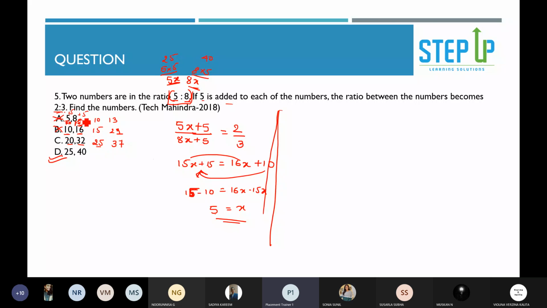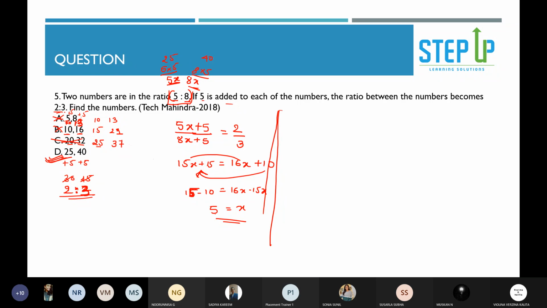It is still not in the ratio of 2 is to 3. Option eliminated. Now let's calculate this. 25 plus 5 is 30, 40 plus 5 is 45. So it is in the ratio of 1:2? Oh, sorry. It is in the ratio of 2:3. So that's your answer.